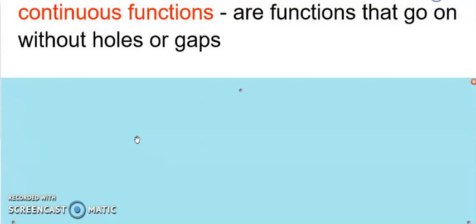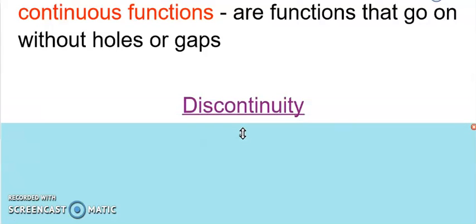Before we go there, we know that continuous functions, like we said, go on forever. But what about the opposite of that? What is pretty much the opposite of continuous functions? That is discontinuity. It's discontinuous because it's not continuous.